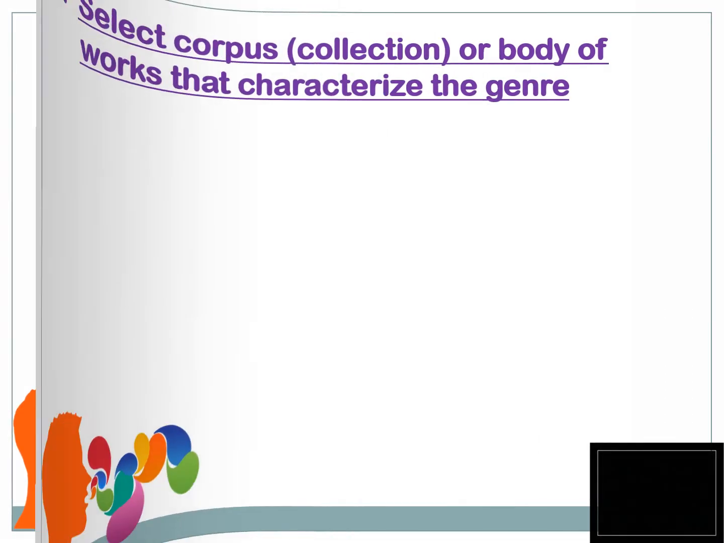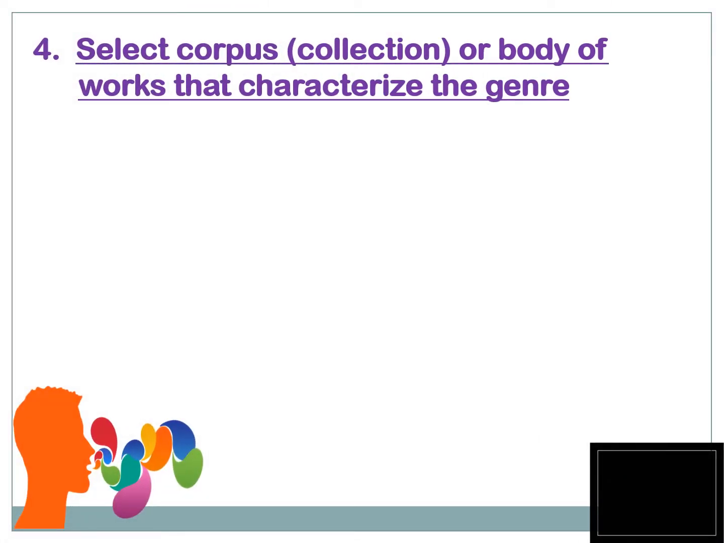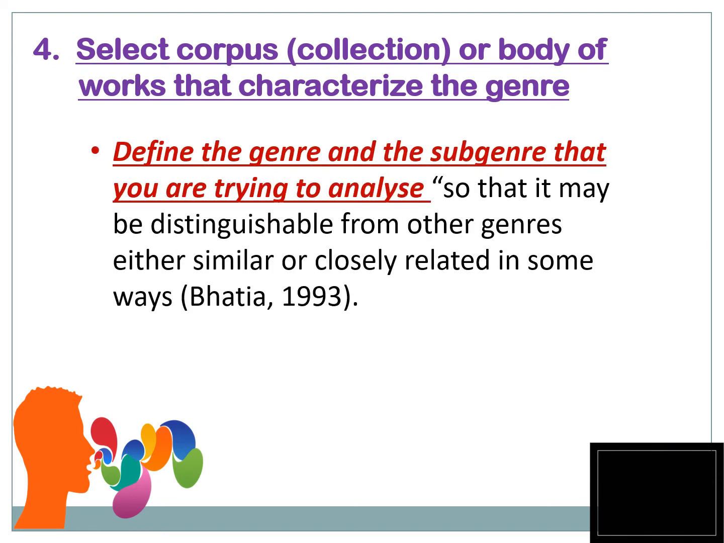Next, number 4, select corpus or body of works that characterize the genre. Define the genre and the subgenre that you are trying to analyze. So, if you are watching a movie, kailangan malaman mo kung ano nga ba yung genre and yung subgenre niya. So, pag sinabi nating subgenre, it is lesser or subordinate genre. Examples are the psychological thriller, contemporary romance, cyberpunk sci-fi, and urban fantasy.